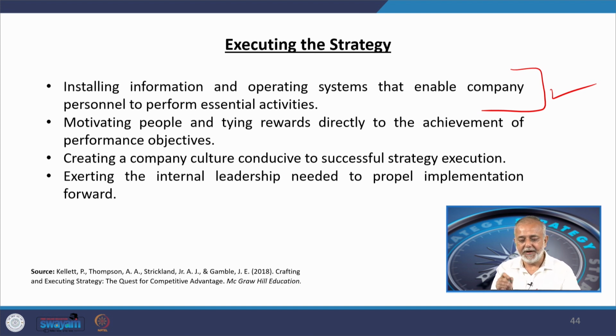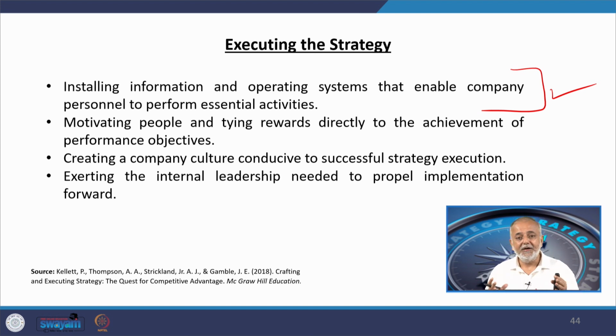Motivating people and tying rewards directly to the achievement of the performance objectives. There would be many failures, and then there are several kinds of innovations which have been talked about throughout this world, that you can refer to in my subject, innovation in marketing, marketing of innovation. But then definitely there are several things when you say that people are afraid of trying new things. So, you have to associate even failures with rewards. Tata's is one of those organizations which does that. Then you have to motivate people to attempt to do newer things. You have to bring in that work culture depending upon what cohesive culture you already have in your organization. Creating a company culture conducive to successful strategy execution. Overall, again we are referring to work culture. Exerting the internal leadership needed to propel implementation forward.